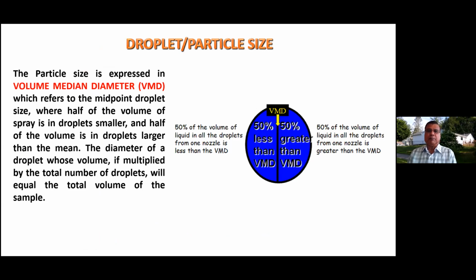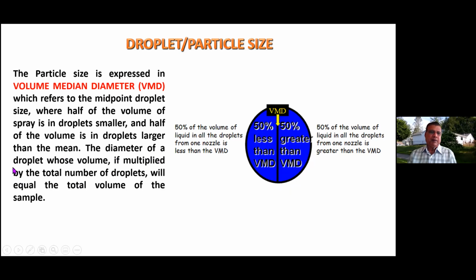So this is the droplet or particle size which we have been telling earlier. Particle size is expressed in volume median diameter, VMD, which refers to the midpoint droplet size, where half of the volume of the spray is in droplets smaller and half of the volume in the spray droplets larger than the median. See, this portion is smaller and this portion is larger.